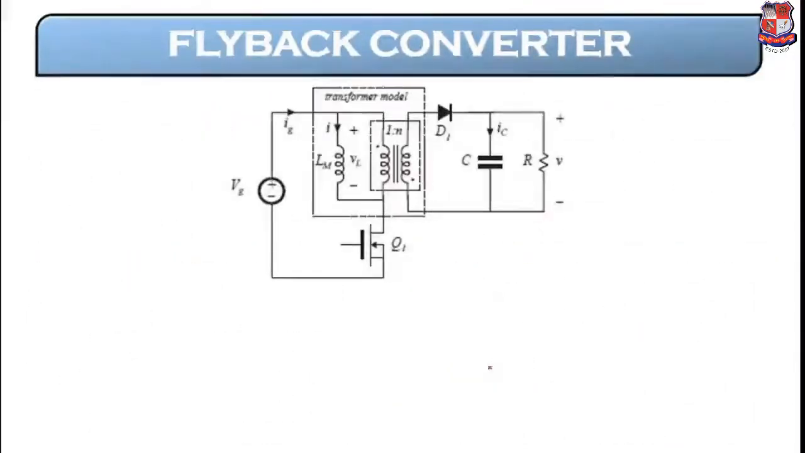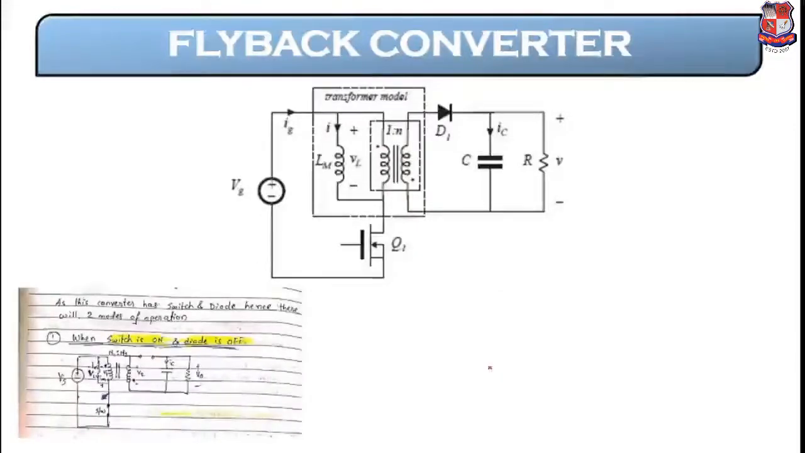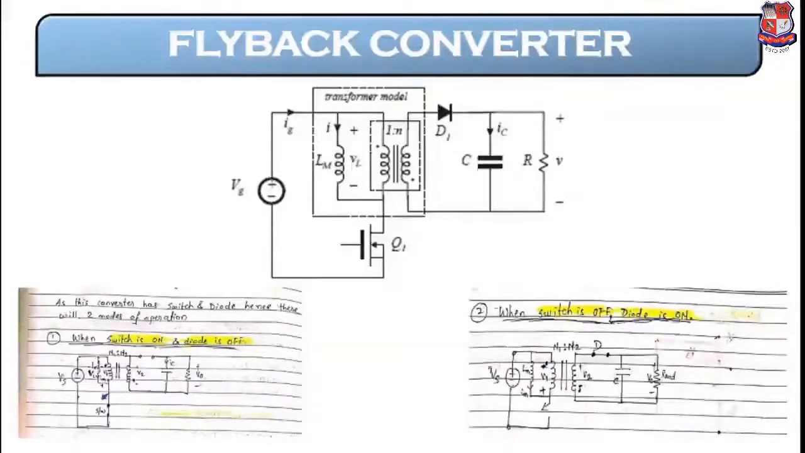So this is the flyback converter, which has two modes. First is the switch on mode and second is the switch off mode. Mind you, there are two semiconductor elements present: one is this switch and another is this diode on the secondary side. When the switch is on, the diode on the secondary side will be off, and when the diode is on, the switch on the primary side will be off.